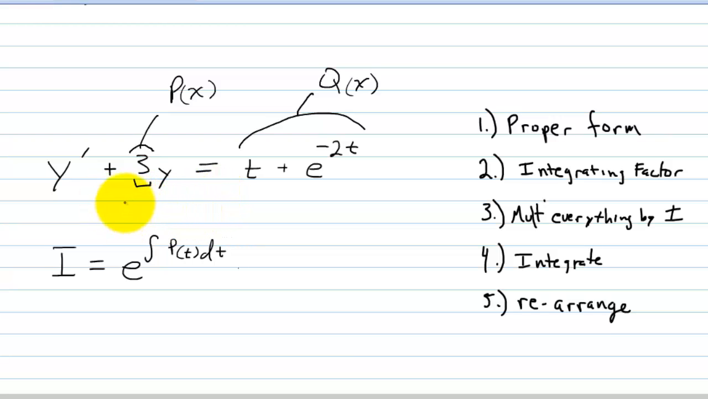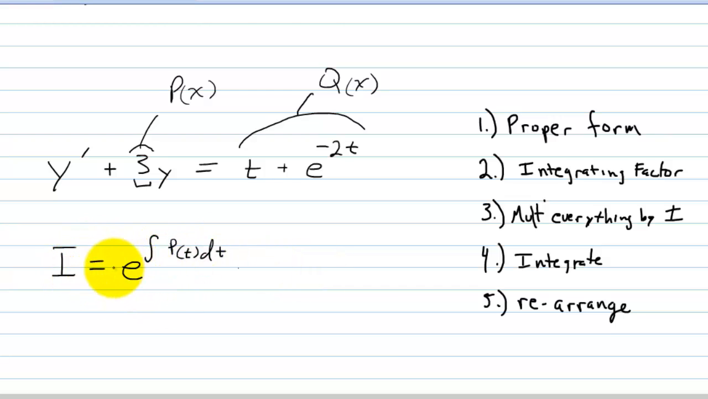After we have it in the proper form, we want to get the integrating factor. After we solve for the integrating factor, we're going to multiply everything by the integrating factor. Then you're just going to integrate both sides of the equation. After you integrate both sides, you rearrange everything, and then you're pretty much done. So let's go ahead and do those steps.